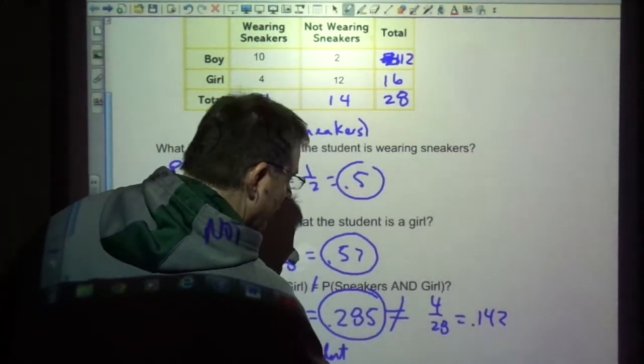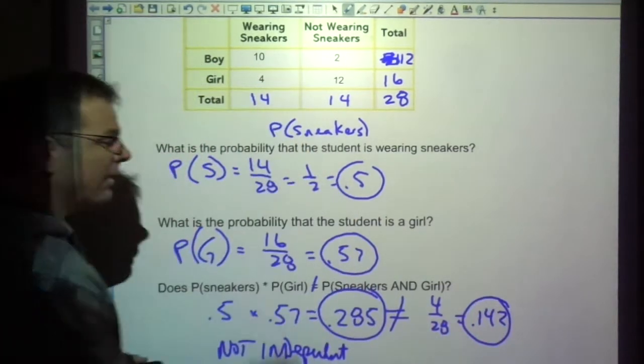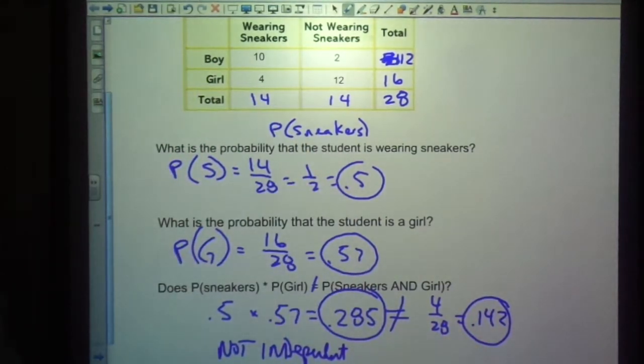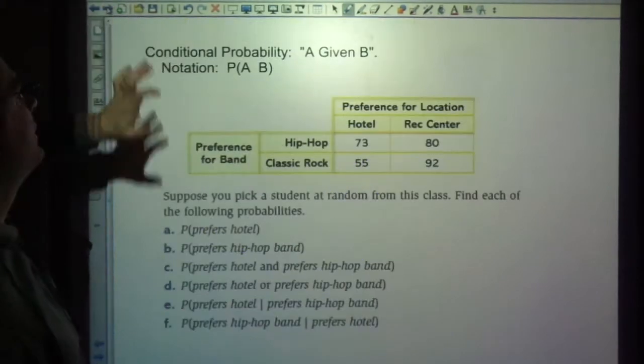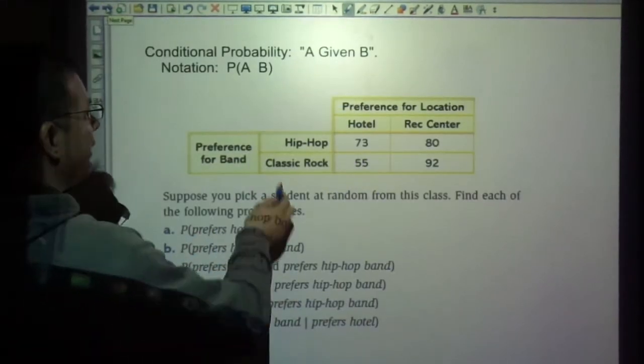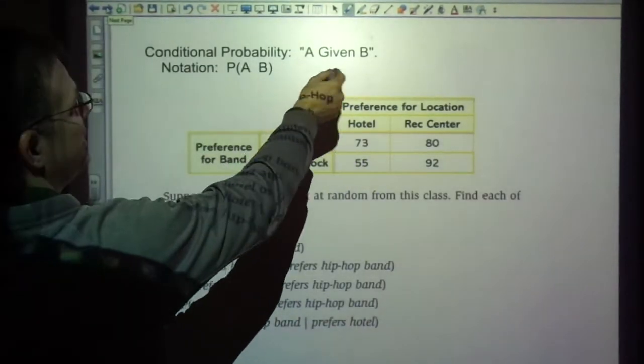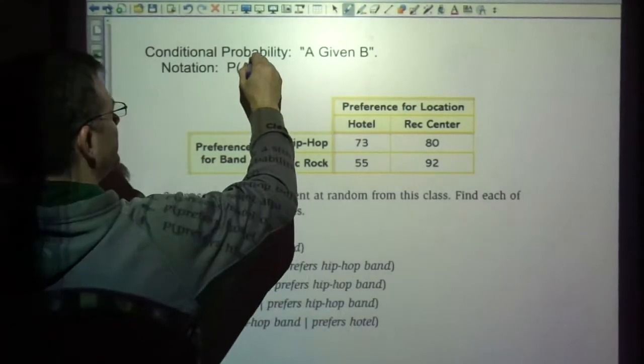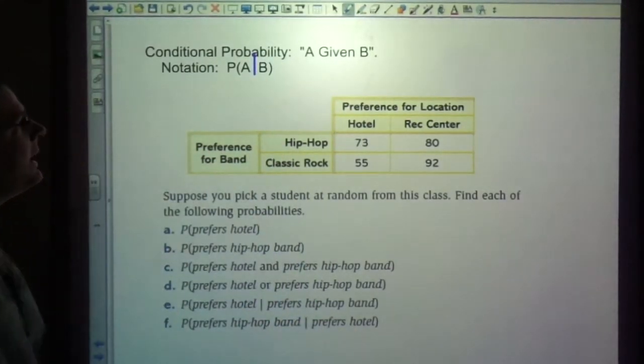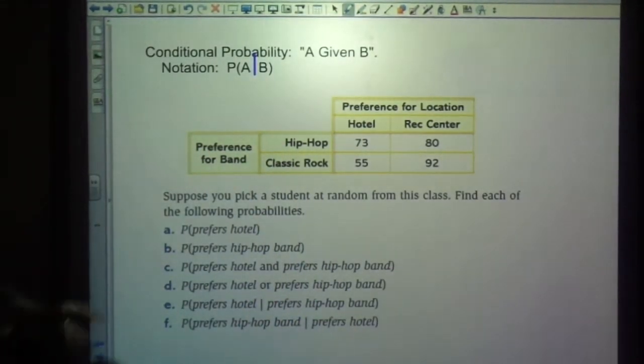Now, I was still able to come up with the answer here from the data, and we're going to look at how to do that in these kinds of problems. Conditional probability is A given B. The notation here is this big straight line. You would read this as A given B.